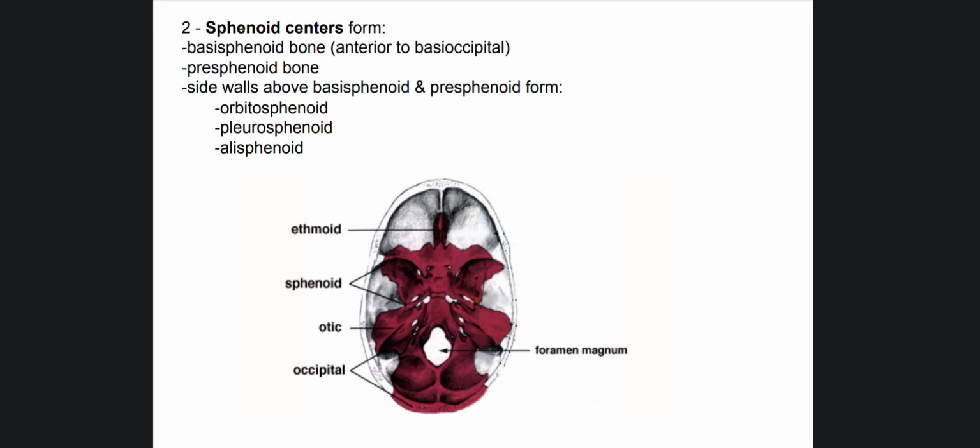You can also see the other bony structures which contribute to the chondrocranium. The first one is the ethmoid, which is present in the nasal region, the sphenoid which covers the eye, the otic region which covers the ear, and the occipital region or occipital bone present on the back side of the head. And you can also find a cavity, the foramen magnum, at the center.